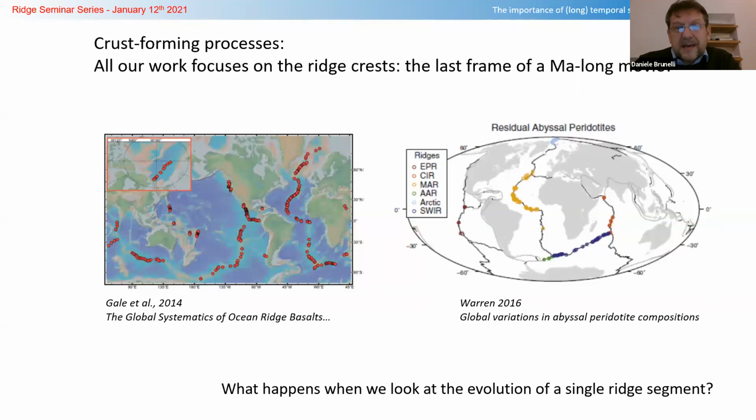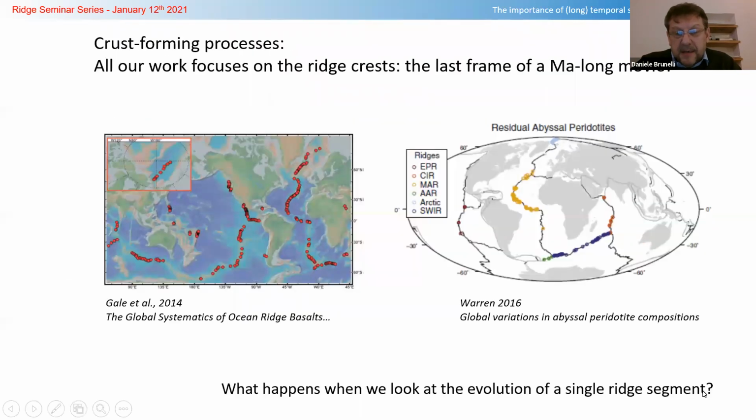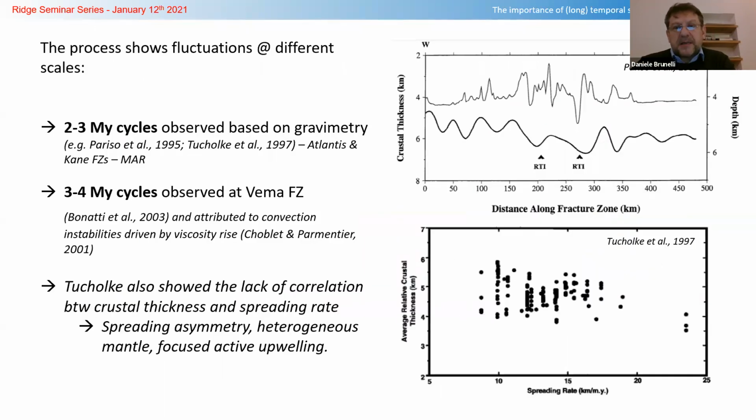So what we see in fact is just a frame, the last frame of the evolution of the system during a time that lasts for 10 to 100 million years. And what happens if we look at a single ridge segment and try to understand how it evolves through time? This has been done with the help of geophysics.